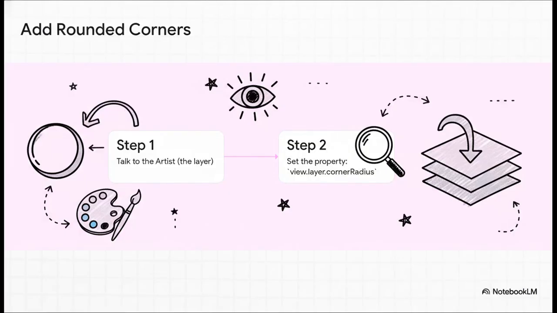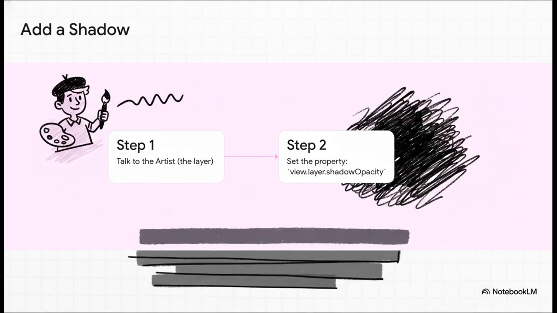So let's say you want to round the corners of a button. Ask yourself, is that a visual change or an interactive one? It's visual, right? So we talk to the artist, we go straight to the view's layer, and we set its cornerRadius property. Simple as that. What about a drop shadow? It's the exact same logic. That's pure visual flair. So, once again, we go straight to the layer and we tweak properties like shadowOpacity. The UIView itself doesn't even need to know it's happening.